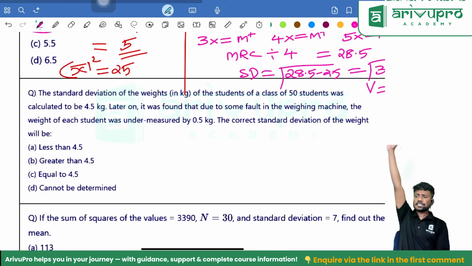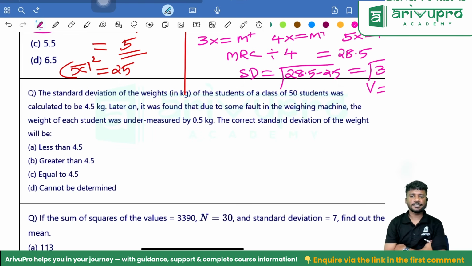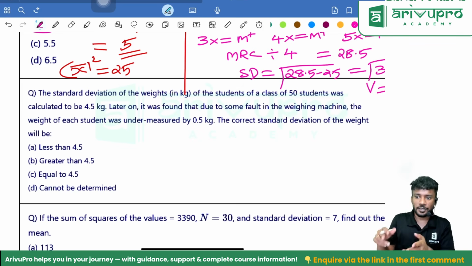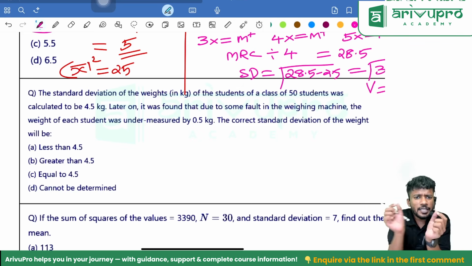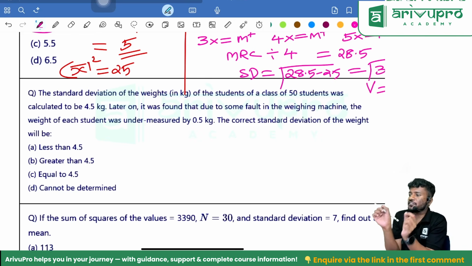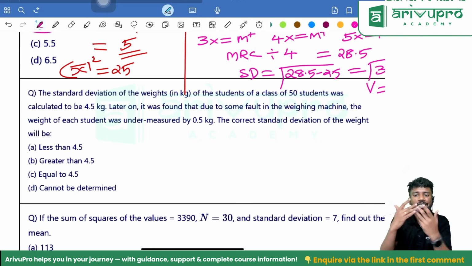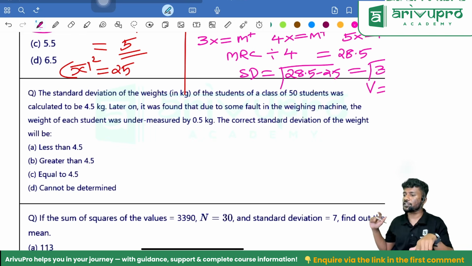Now, is standard deviation affected by origin? No. Standard deviation is not affected by origin. Why is it not affected? We know that in standard deviation there is a deviation, x minus x bar, in any of the formulas. So there is some kind of difference, and in that difference, whatever change we make will cancel off. That's why it is not affected by origin.